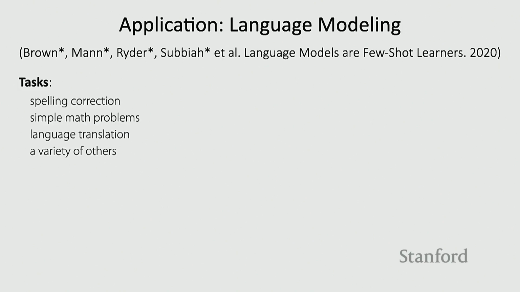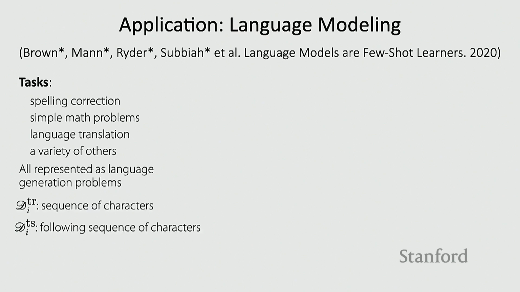And here the tasks are actually pretty diverse. They have tasks like spelling correction, simple math problems, translating between languages, and a variety of others. They're all represented as these language generation problems where dtrain corresponds to a sequence of characters and dtest corresponds to the following sequence of characters.